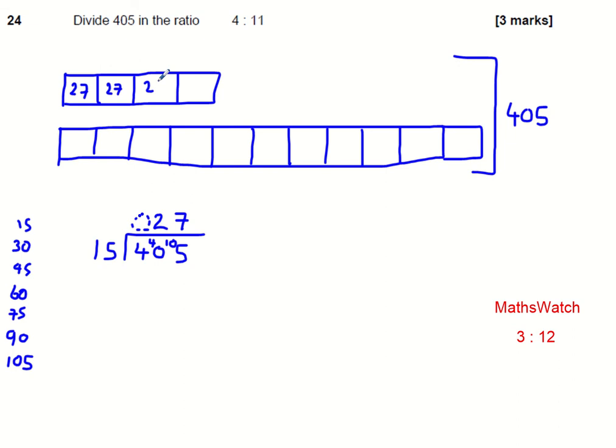And so the share of 4 is 4 lots of 27. 2 lots of 27 is 54, so 4 lots is 108. And then you have a choice. You can do 27 times by 11 if you wish to, or you could do 405 minus 108 to find out what's left. 27 times by 11 is 297. So these blocks are all worth 297. And so the answers are 108 and 297.